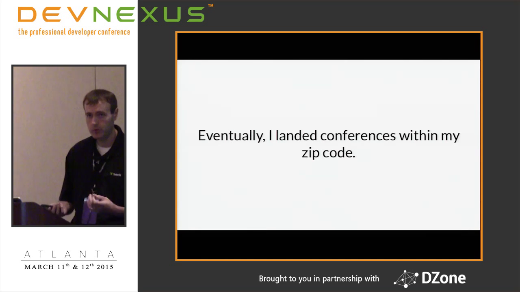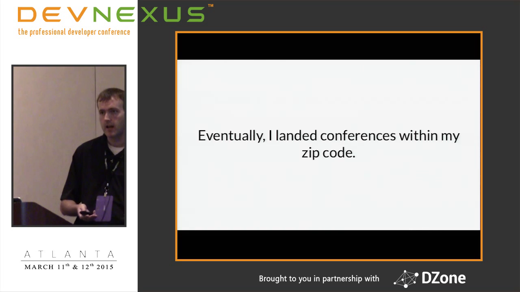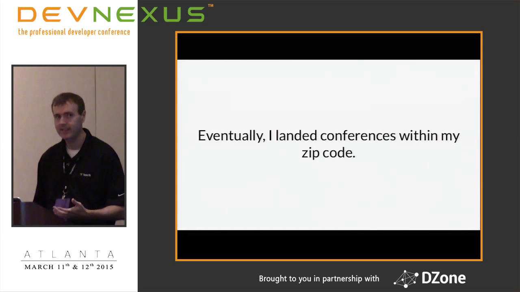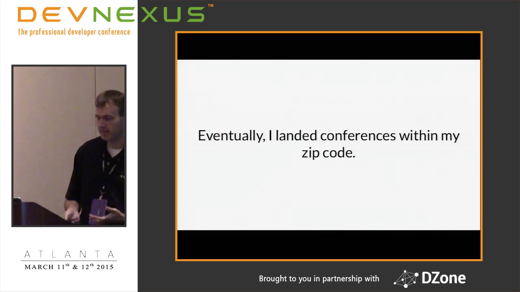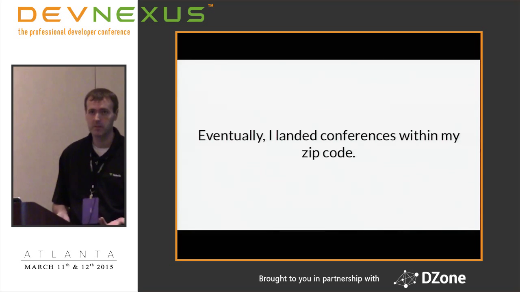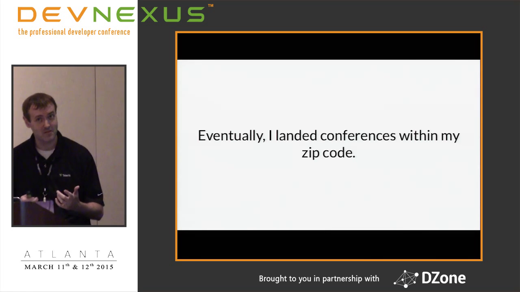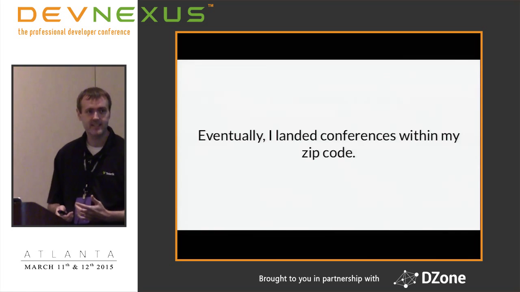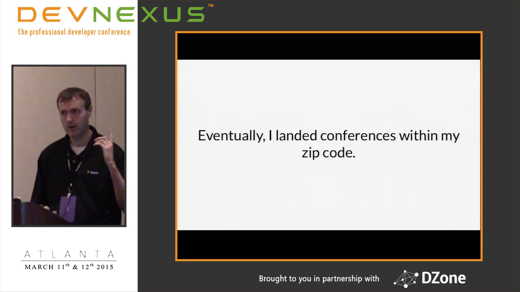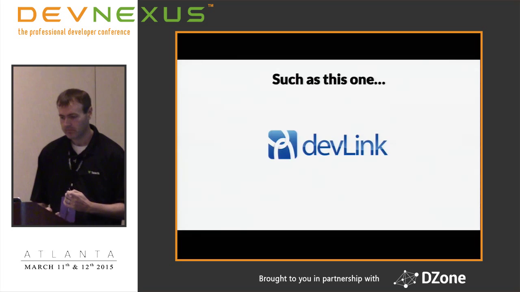So with doing the user groups and code camps that I talked about, I kept pushing forward. As I said here, I landed some conferences, these smaller conferences that were within my zip code. And my zip code is 35235. So you can see the area where I'm located. That's a Birmingham zip code.